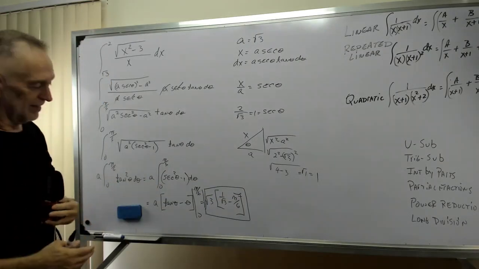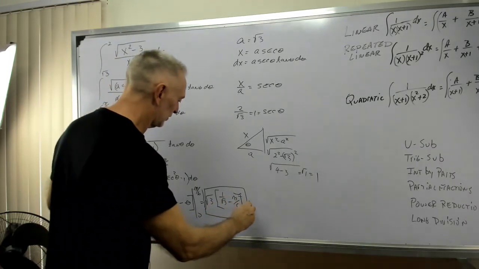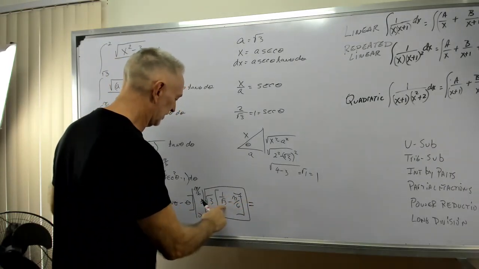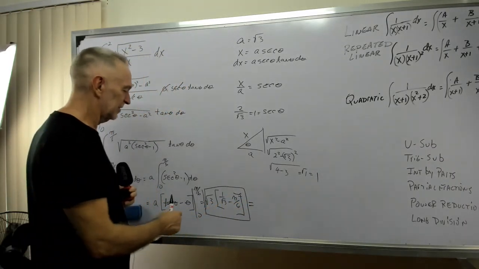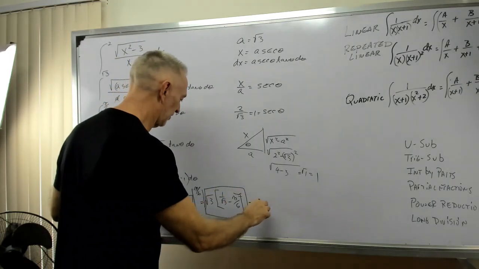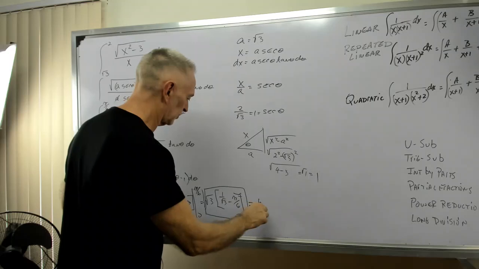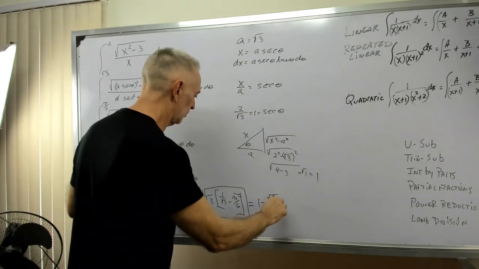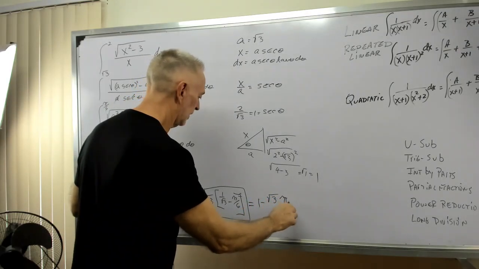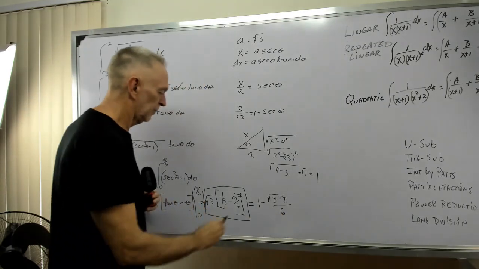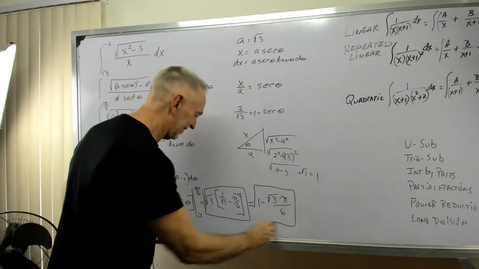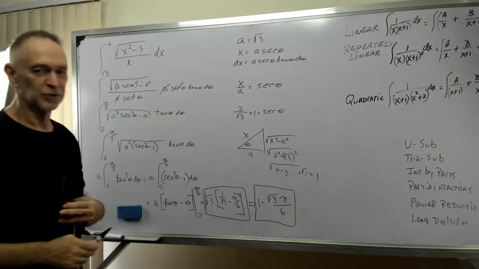Now, I know some pure mathematicians out there may say, well, get that square root out of the denominator. Okay, I'll give you that. So square root of 3 times 1 over square root of 3 is 1, minus square root 3 pi over 6. Now then, that is a reduced solution.